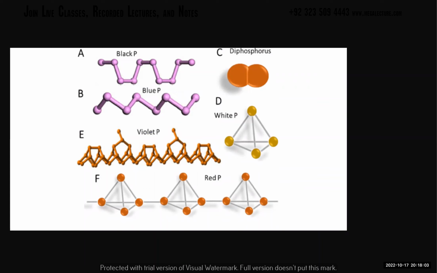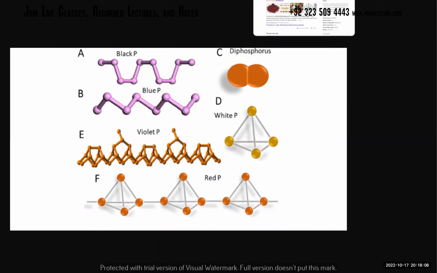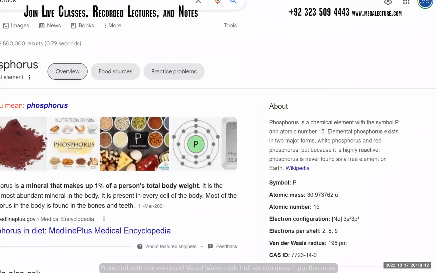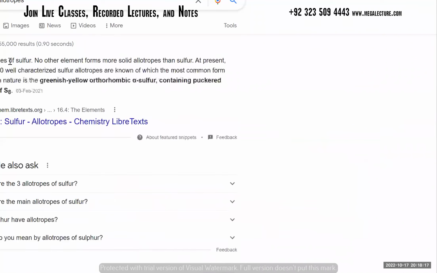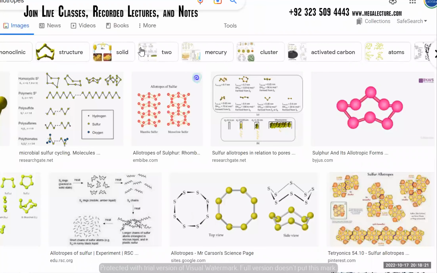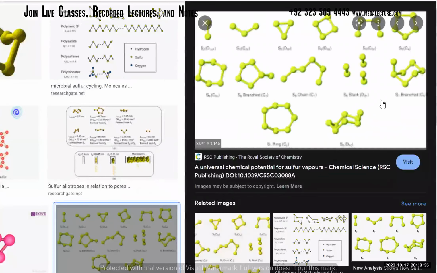So there's going to be a lot of diversity. And the same goes for sulfur. The exact same thing goes for sulfur as well. Sulfur's got a lot of allotropes as well. And there are many ways of arranging the sulfur atom. But again, you've got all these formulas of sulfur.